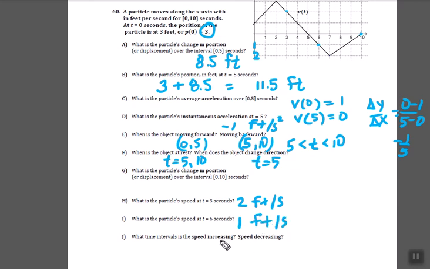So speed increasing would be here, and it would also be here. So again, just read the speeds: 1, 2, 3. So speed is increasing from 0 through 2 seconds, and then from 5 to 7, because the speed is 0, then 1, then 2. So you want to add 5 through 7 seconds there. Speed is decreasing 2 through 5.